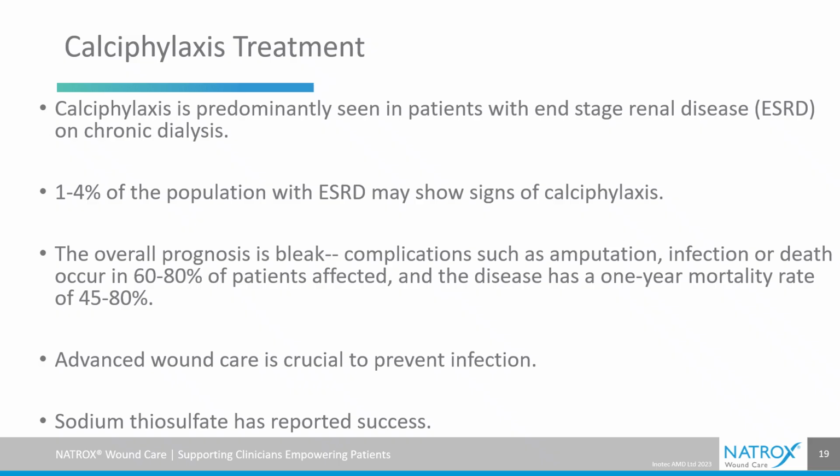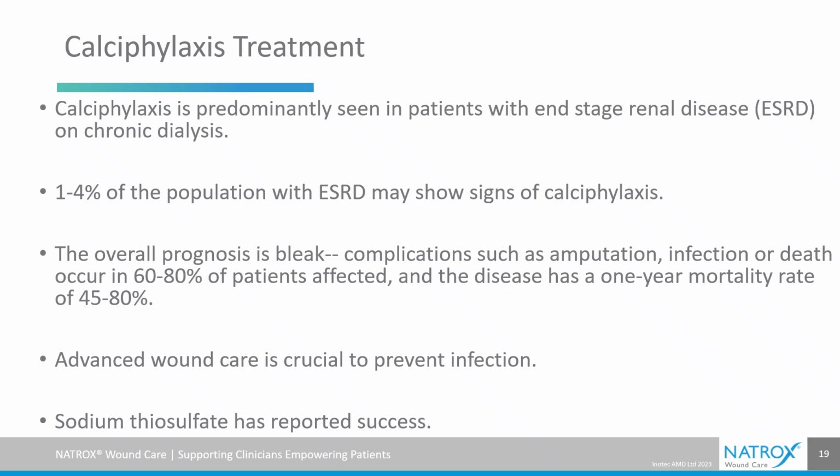Calciphylaxis is predominantly seen in patients with end-stage renal disease on chronic dialysis. 1 to 4% of the population with end-stage renal disease may show signs of calciphylaxis. The overall prognosis is bleak. Complications such as amputation, infection, or death occur in 60 to 80% of patients affected with calciphylaxis. And this disease has a high 1-year mortality rate, anywhere from 45 to 80%.